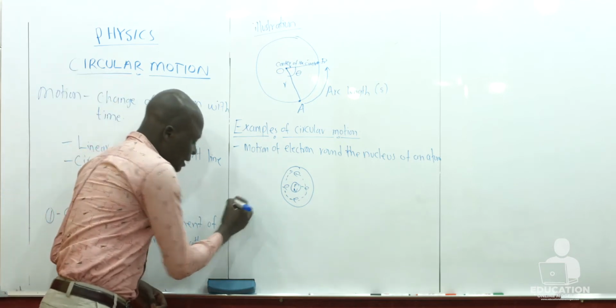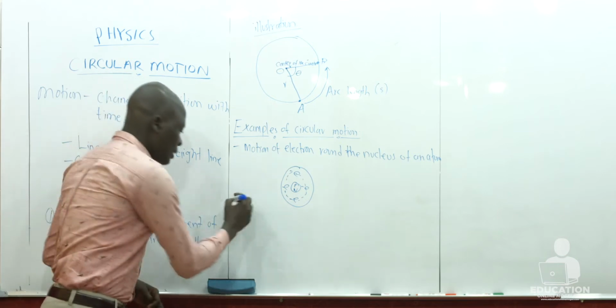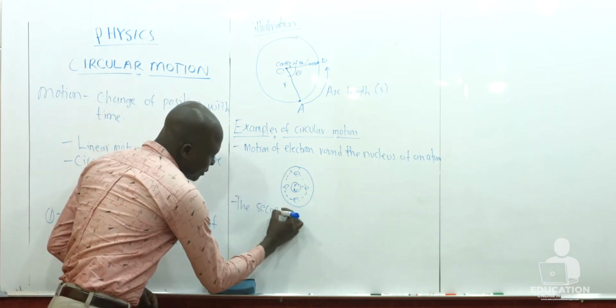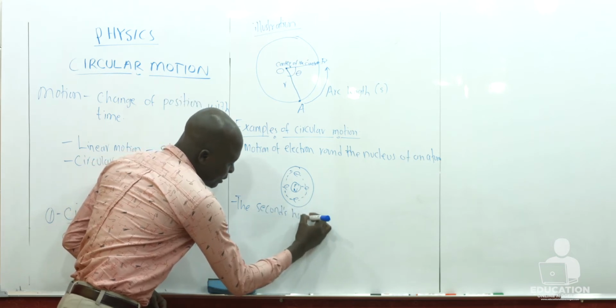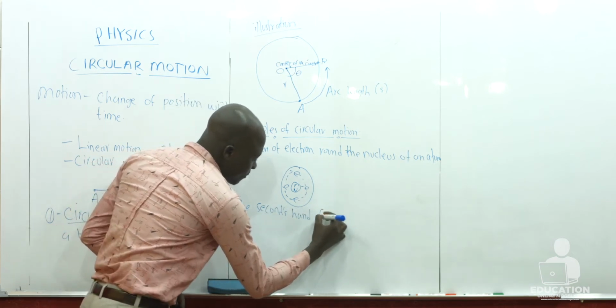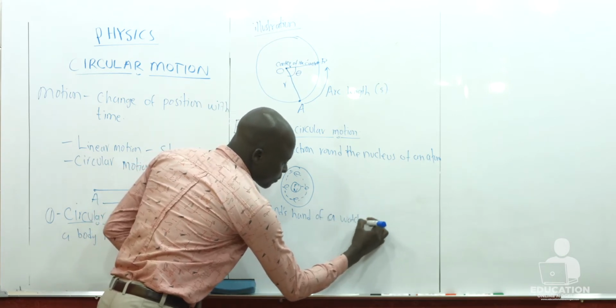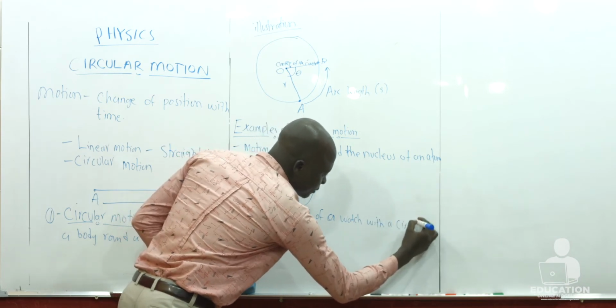Then the second example of a circular motion is the second hand of a watch with a circular dial.